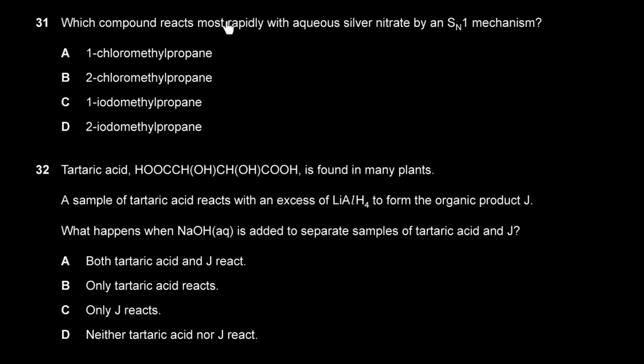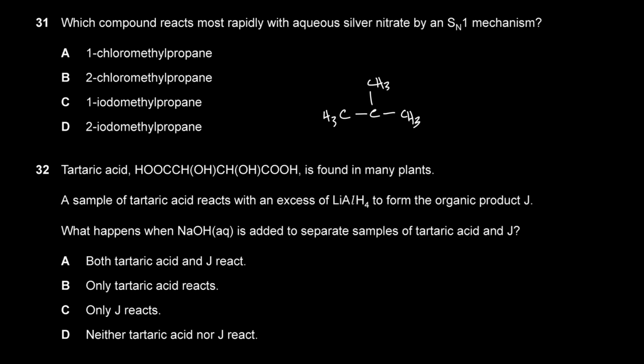Which compound reacts most rapidly with aqueous silver nitrate by an Sn1 mechanism? So over here we have 1-chloromethylpropane, 2-chloromethylpropane, 1-iodomethylpropane, and 2-iodomethylpropane. In each of these cases, we have methylpropane, which is a 3-carbon chain with a methyl group. The methyl group has to be on the middle carbon, so it will be carbon number 2.